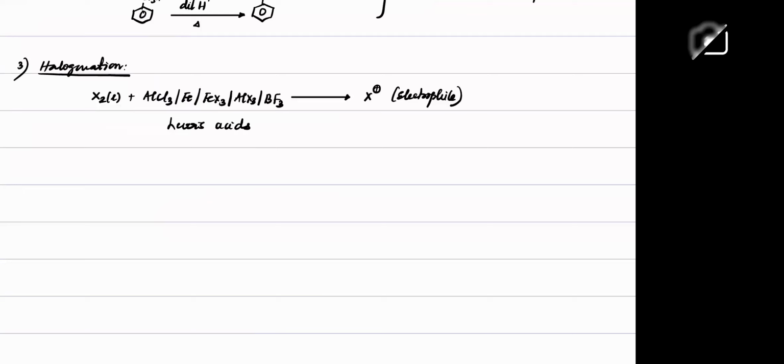Now the interesting and important part here is rate of reaction, which is the electrophilic aromatic substitution reaction. If you take respective halogens, fluorine will have more reactivity, then chlorine, then bromine, then iodine. This is unlike the SN2 reactions where iodine has more reactivity. Here, fluorine will have more reactivity.